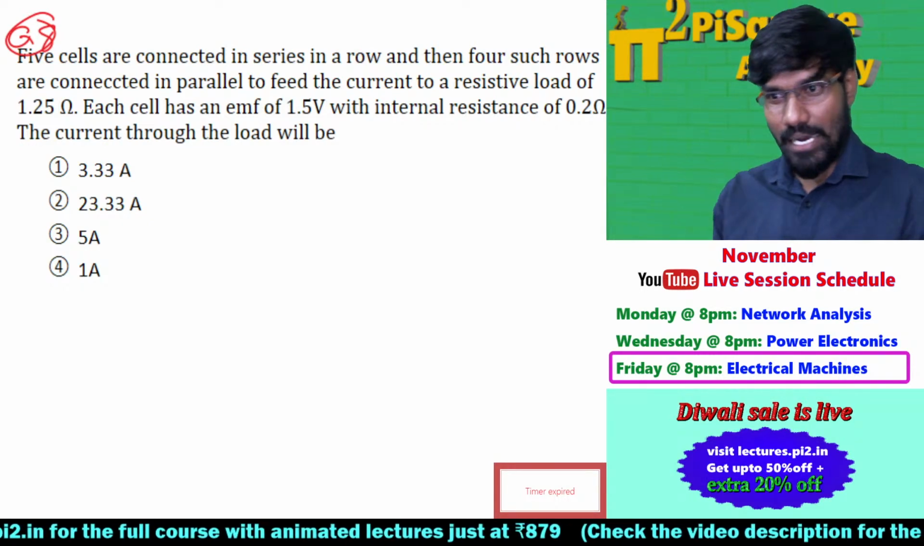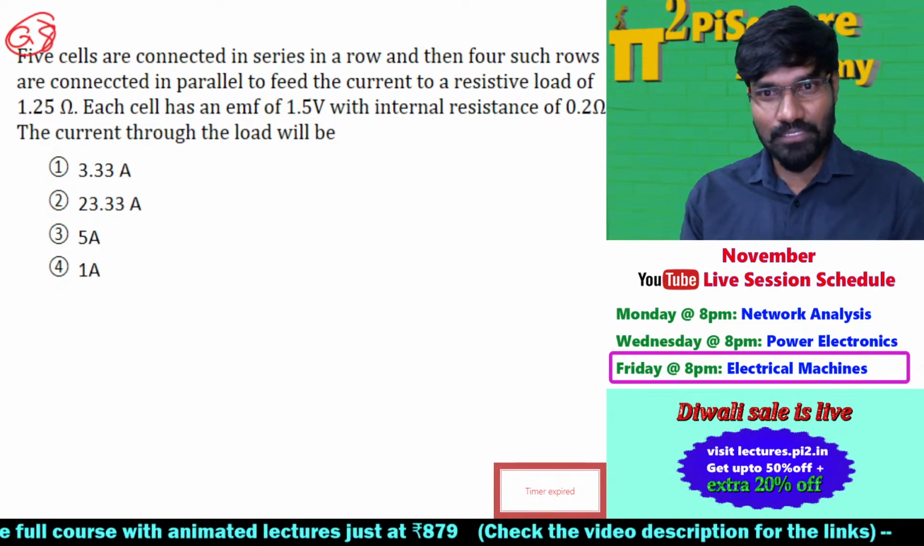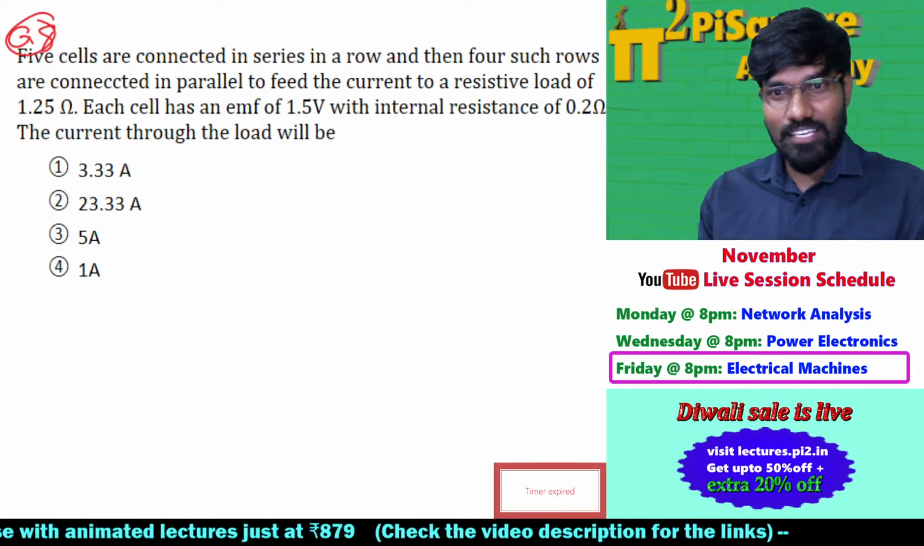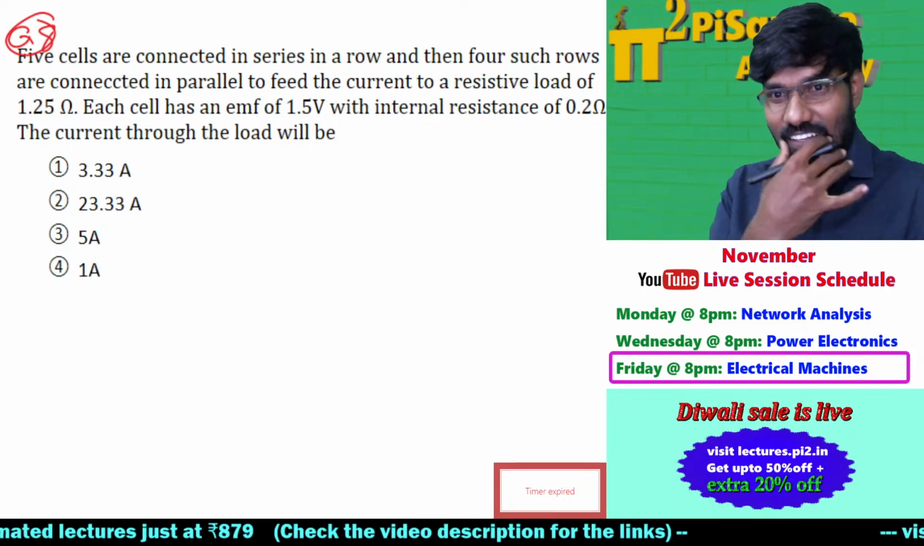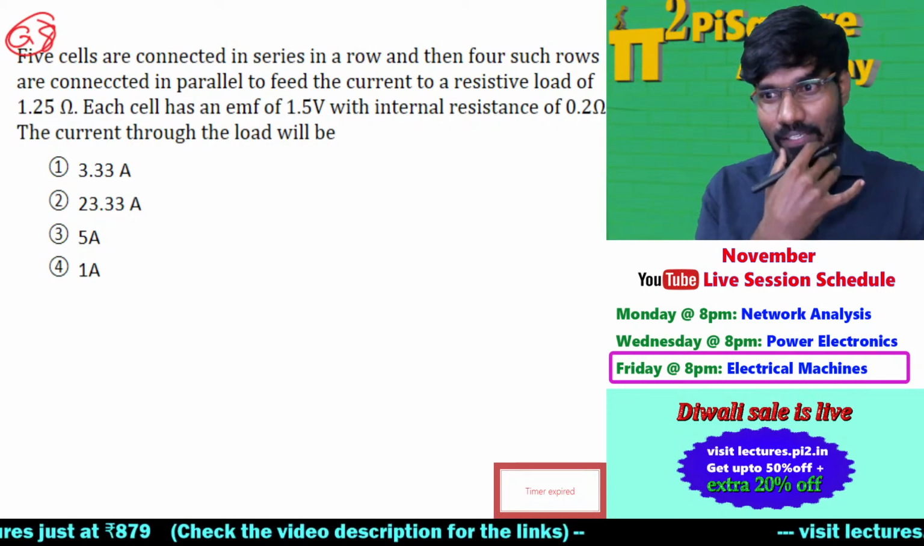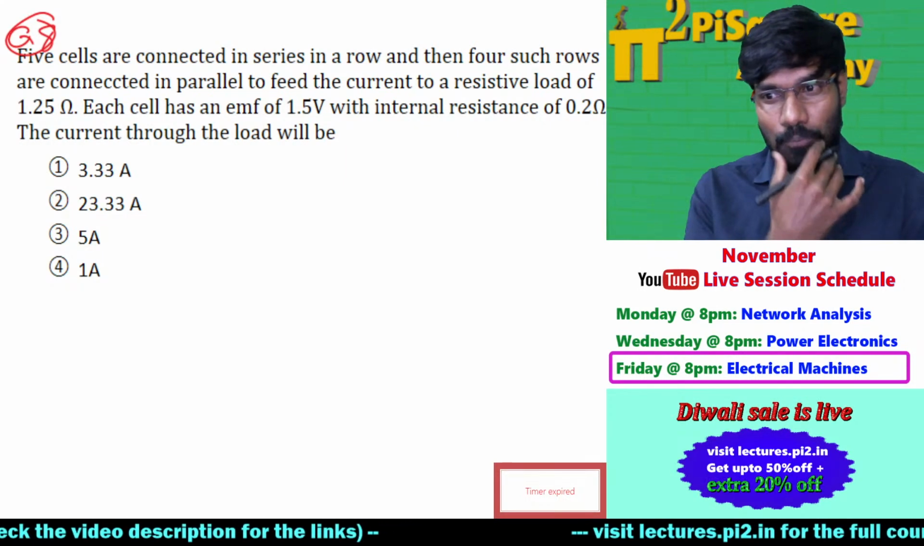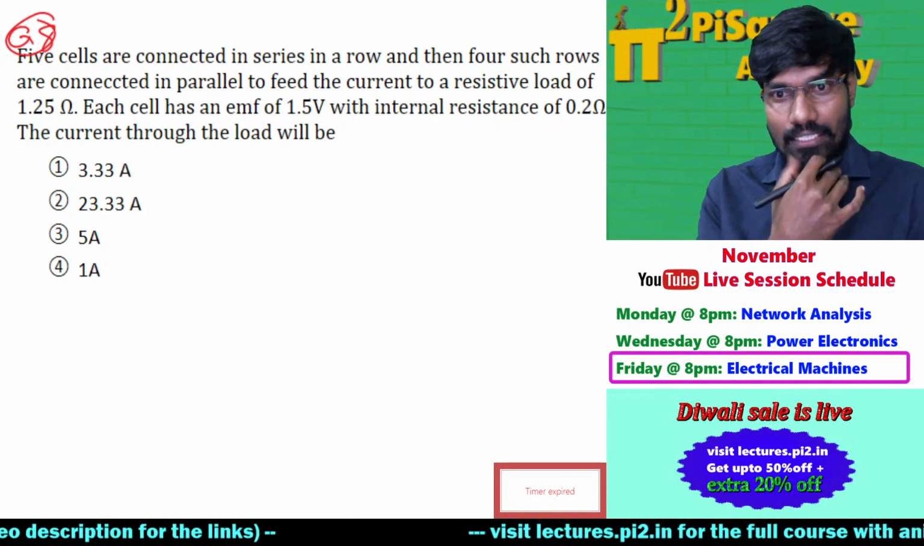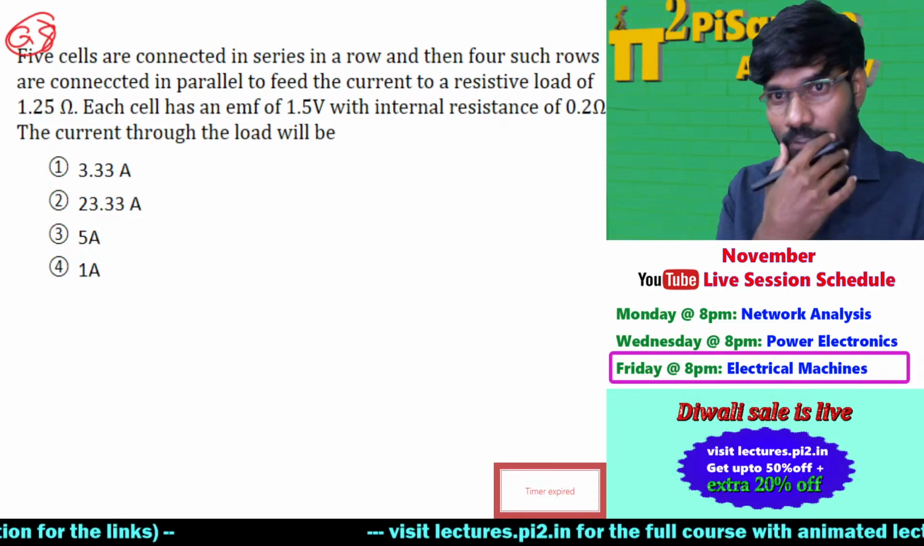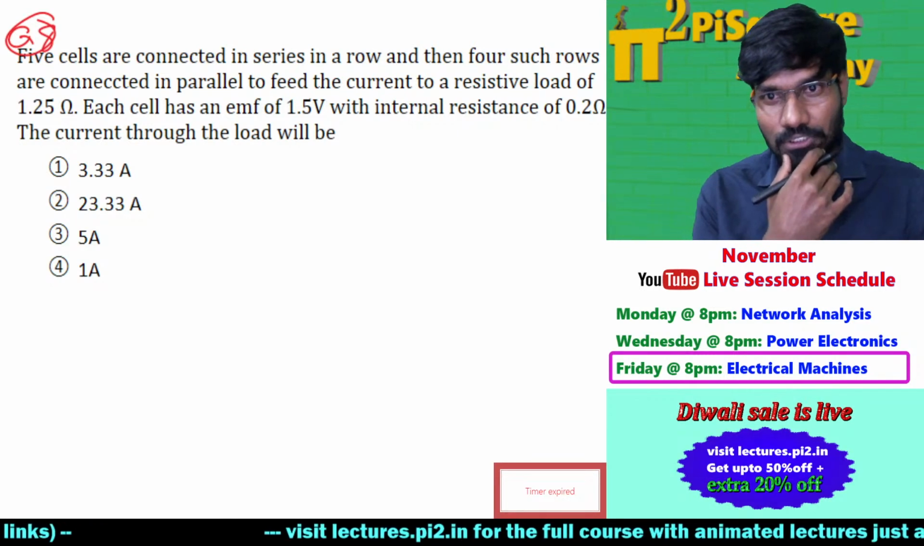Time's up. So, Tarun has said 5 ampere. Priyaraj has said option 3. And Manoj has said option 3. Razu has said option 3.